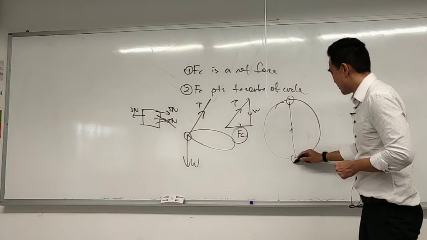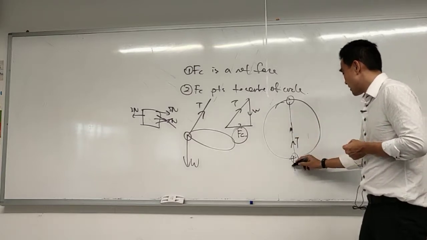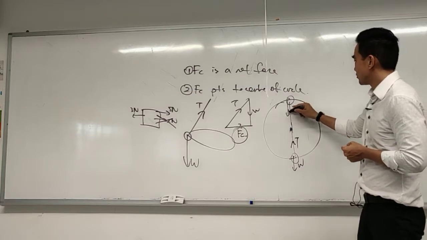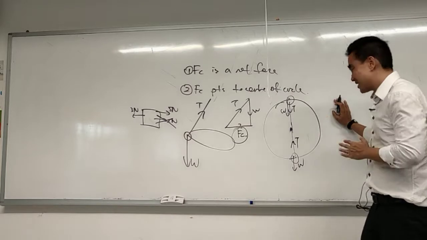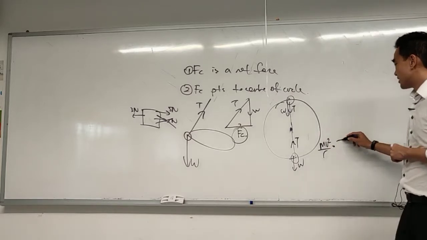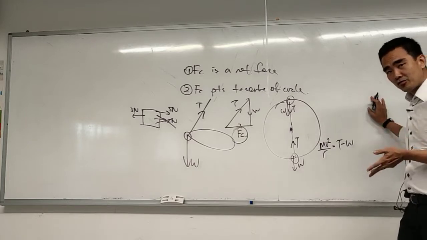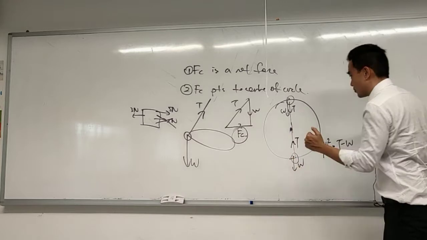The other very popular example: you have an object spun around a center over here, so it's swinging. At this point, tension and weight act in this direction. At this point, tension and weight act in this direction. We know that centripetal force is the net force. So centripetal force at the bottom is equal to tension minus W. Why not weight minus T? Because the net force points here, so I take T minus W.